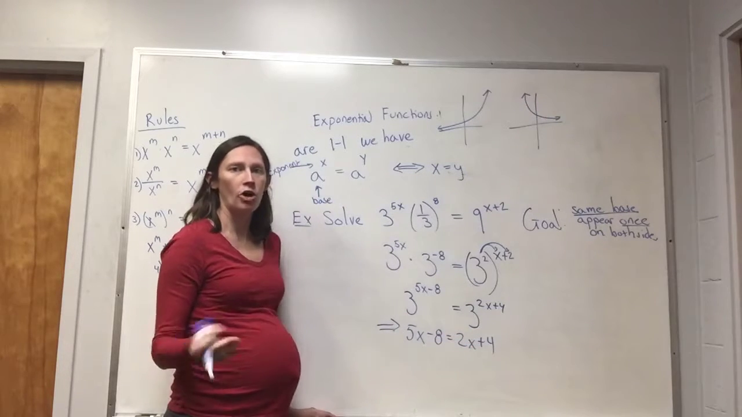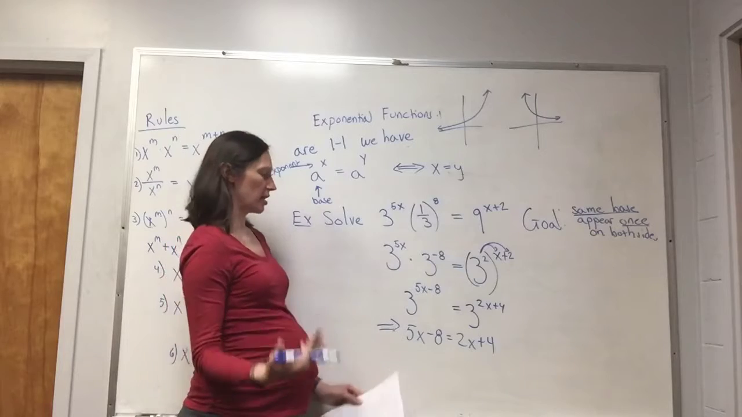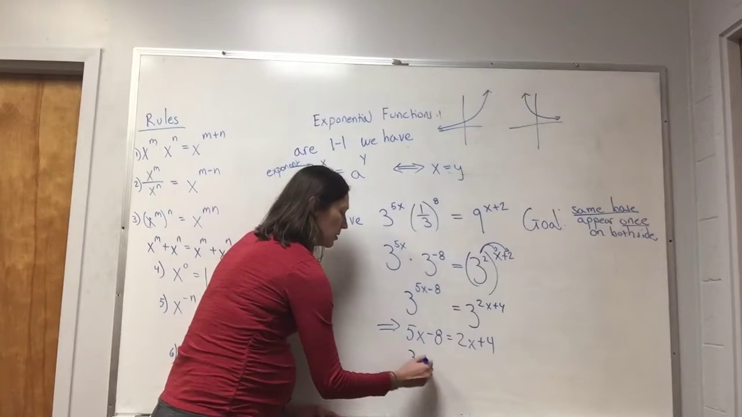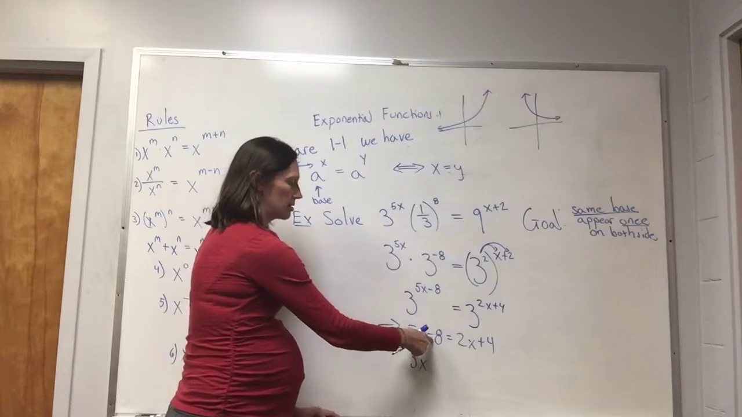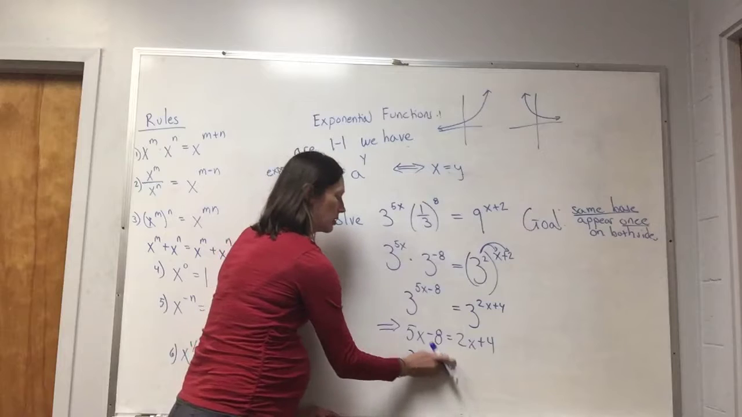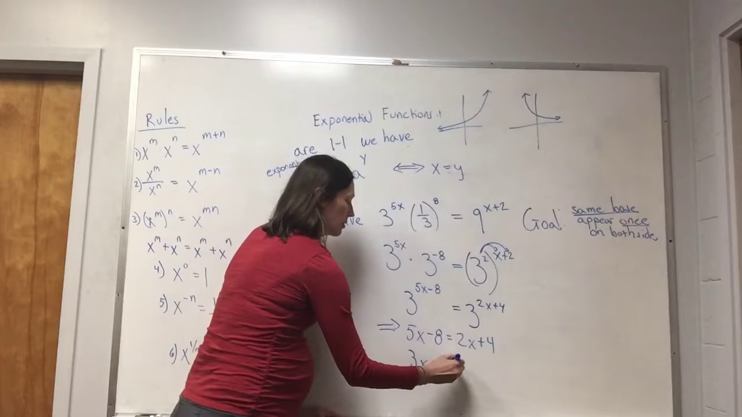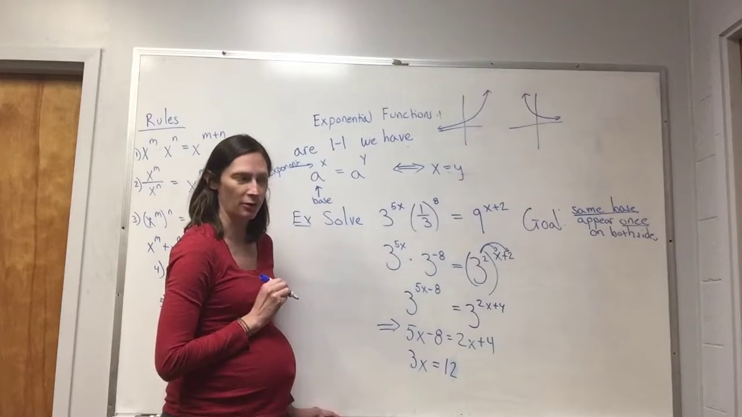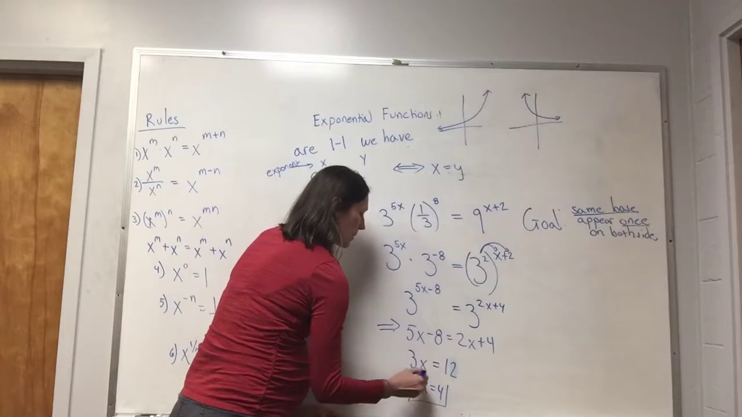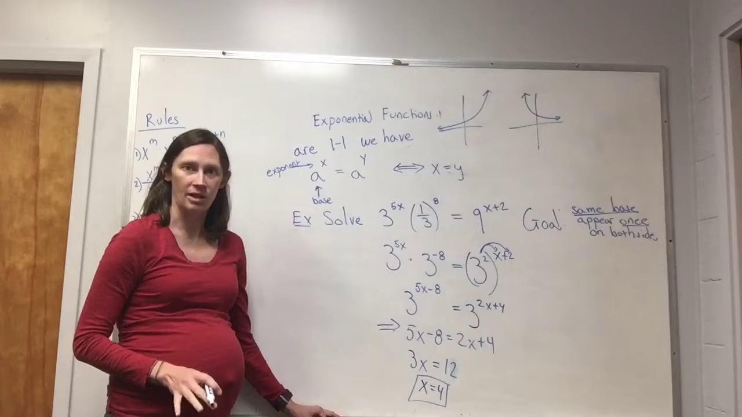And now I have what I would call like an algebra 1 problem. I just have to solve for x. So maybe I'll move the 2x over to the other side. With subtraction, now it's a 3x. Simultaneously, I'll add the 8 to the 4. Oops. I said 4, but that's not the sum. 8 and 4 is 12. And then divide both sides by 3. That is how we solve.